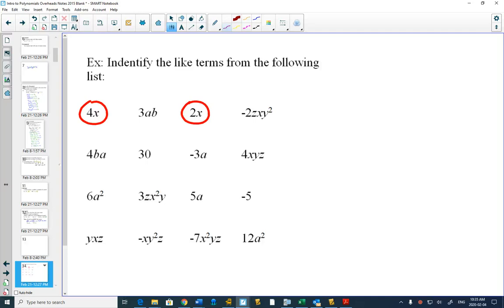No. Now, if you don't have a different color pen, anybody else see any other ones that are the same? 6a squared and 12a squared. Perfect. So if you don't have a different color pen, use a different shape. I'm going to put a triangle around that one and a triangle around that one. If you have a different pen, perfect. If you don't have a different pen, you need to put a different shape around them.